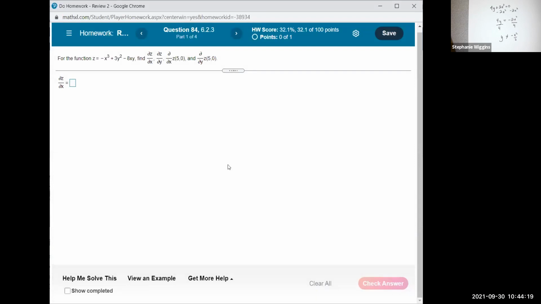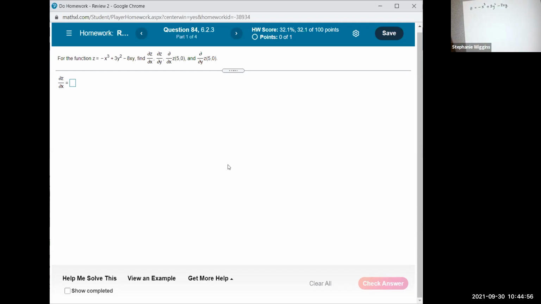Now it takes us to 6.2 on partial derivatives. I'm kind of running out of time. If you have to go, you can go, but I'm going to just continue here so that we can finish up. I went over this very carefully in class last time, so I don't want to spend too much time on it. But let me just do this example here. We have z equals negative x cubed plus 3y squared minus 8xy.